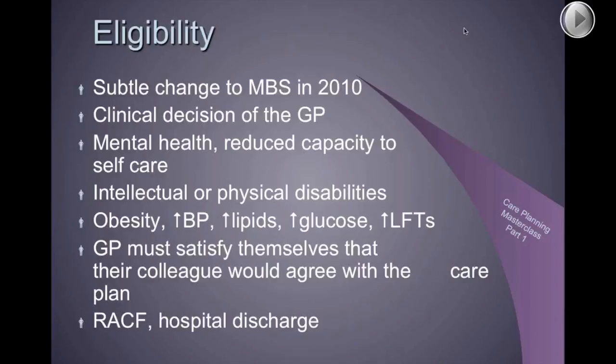So Medicare came up with the decision that for a patient to have a care plan, it was the clinical decision of the GP if that patient would benefit from a care plan. So it just kind of opened the path a bit, and in particular for people with mental health illness, people with reduced capacity to self-care. So we look at enduring mental health illness that we may have done the mental health care plan on.